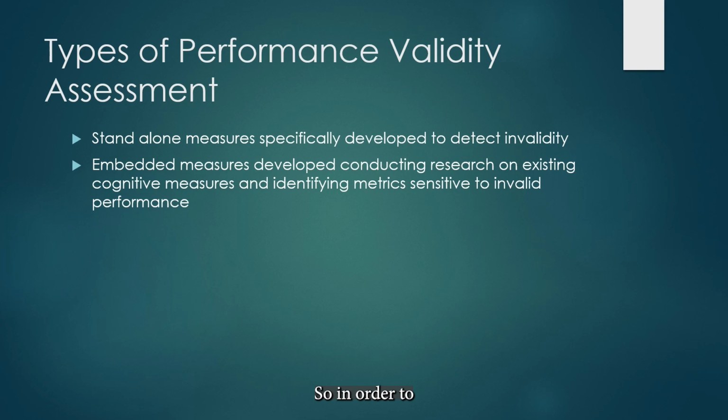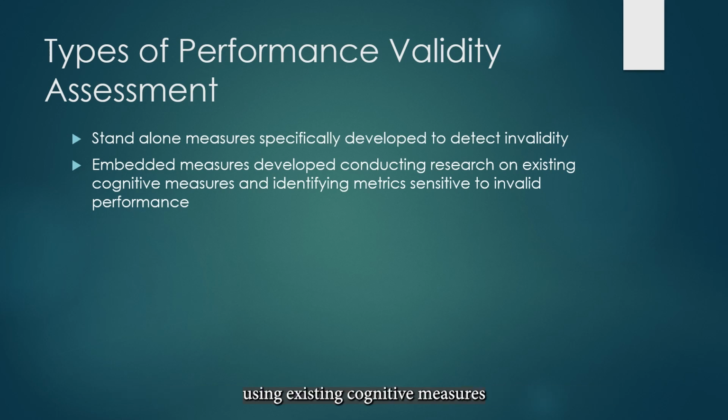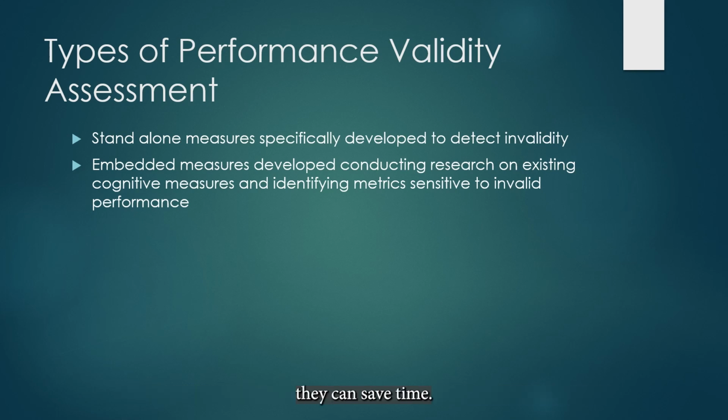So in order to assess performance validity, we can use 2 different types of measures. There are standalone measures that have been specifically developed to detect invalidity, and there are also embedded measures developed by conducting research using existing cognitive measures to find particular metrics that are sensitive to invalid performance. And these embedded measures can be very helpful because they can save time.